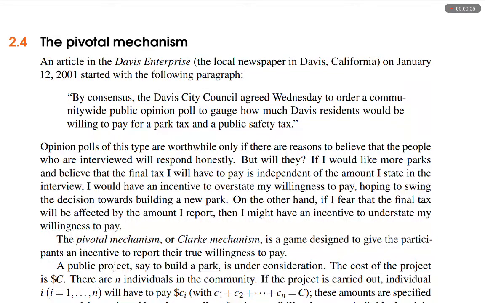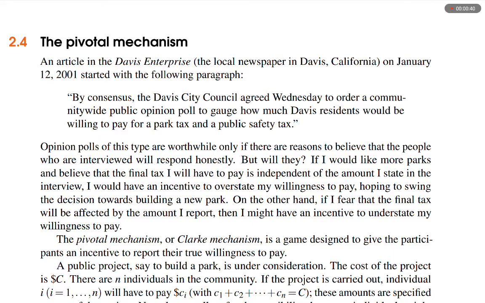2.4 The Pivotal Mechanism. An article in the Davis Enterprise, the local newspaper in Davis, California, on January 12, 2001, started with the following paragraph. By consensus, the Davis City Council agreed Wednesday to order a community-wide public opinion poll to gauge how much Davis residents would be willing to pay for a park tax and a public safety tax.